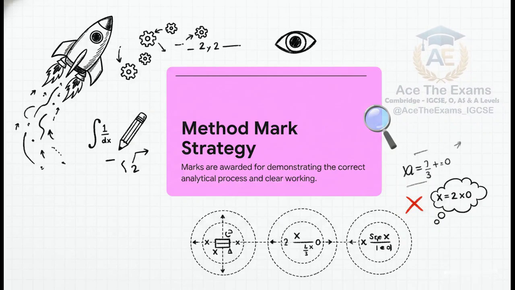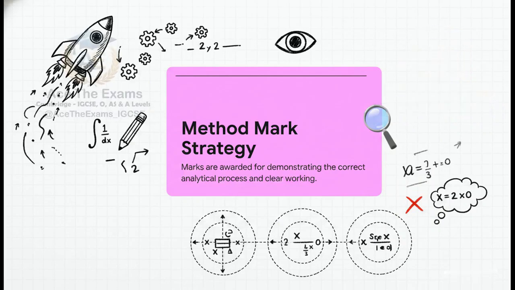Okay, trajectory resuming. Now, what happens if we encounter an unexpected structural data loss mid-calculation? What if you accidentally drop a negative sign in step 4, threatening a complete mission termination? This is exactly where we deploy our backup thrusters, the method mark strategy. The entire Cambridge assessment framework relies heavily on this.